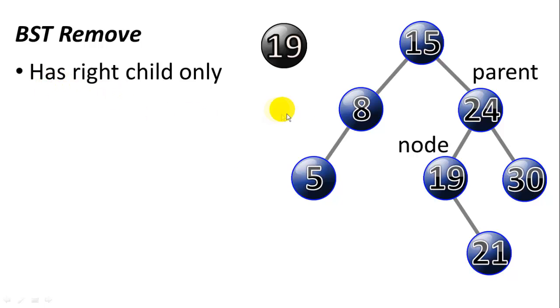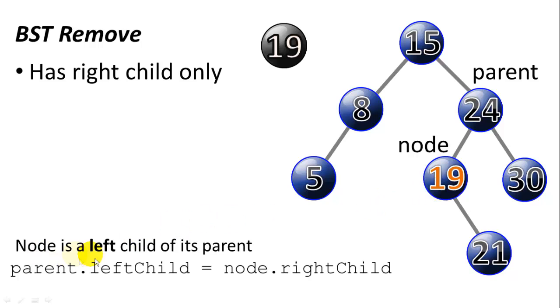Now for the right child only, it's very similar. If we have a parent and the node we're trying to delete here is 19, node has a right child only, 21, and node is a left child of its parent.